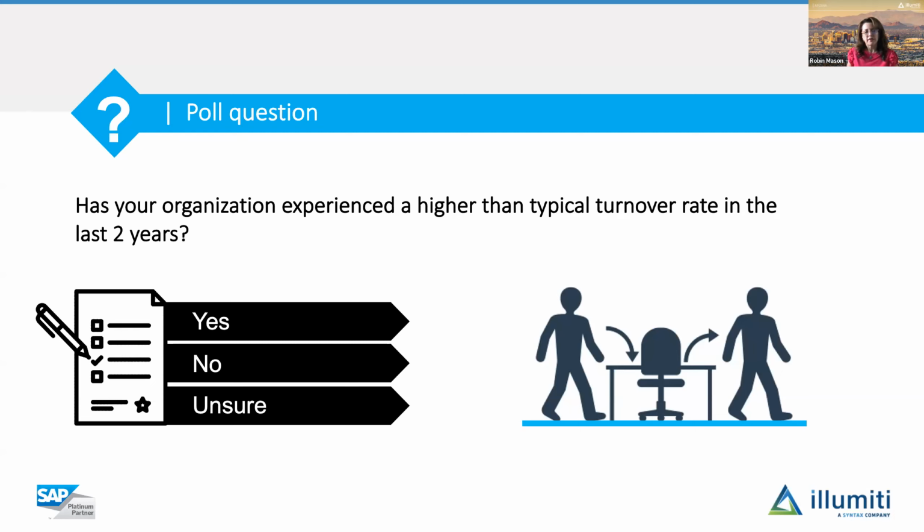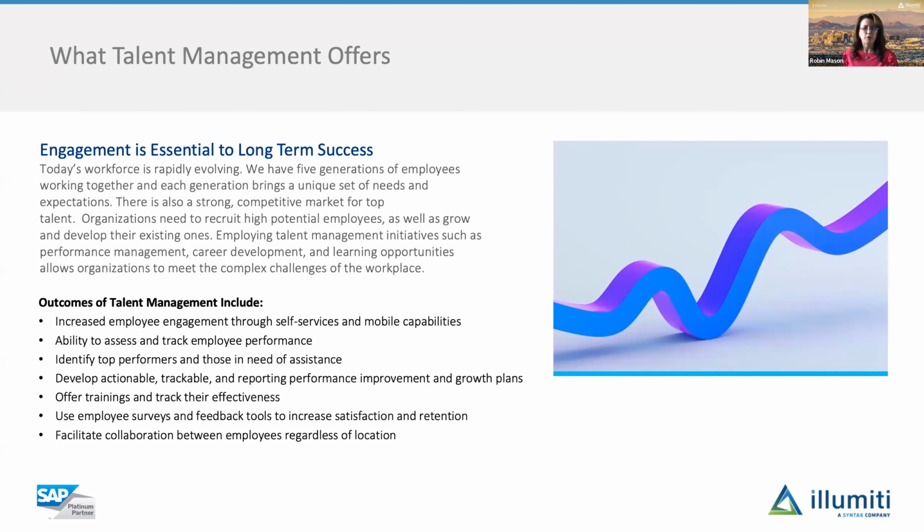Okay, so it looks like 52% of you have indeed experienced higher turnover rate in the last 2 years, 33% of you have not, and 15% of you are unsure. So that seems pretty on par with what I've seen from the US Bureau of Labor Statistics, who have said that the rate of voluntary terminations this year is the highest on record since the Bureau started collecting data in the year 2000. And I understand they're calling next year a tsunami. There may be a tsunami of people leaving their jobs.